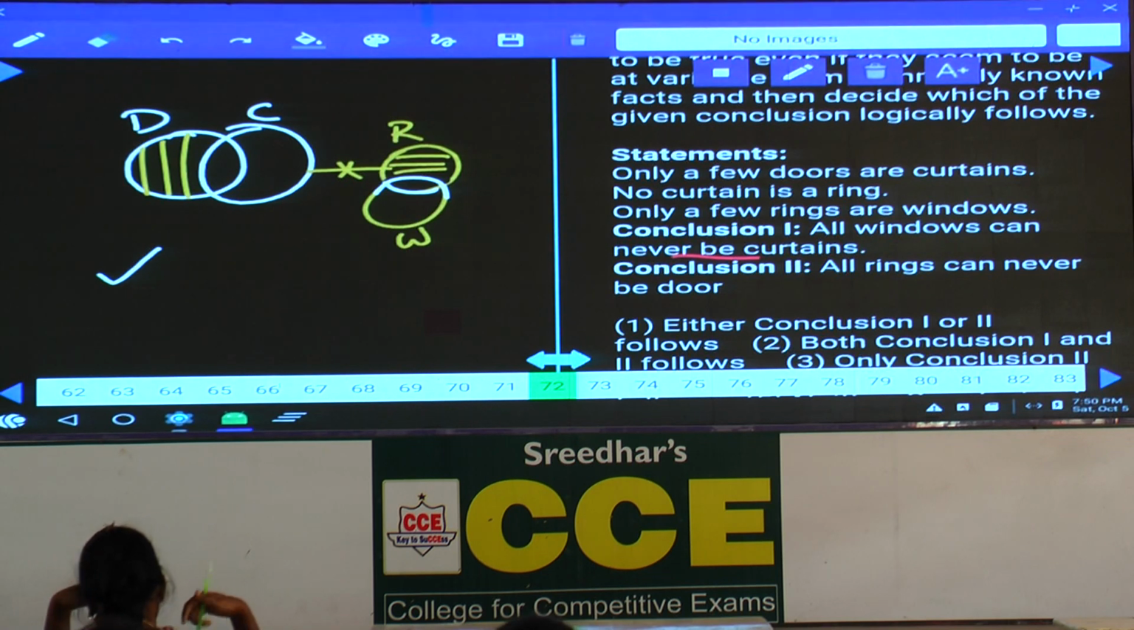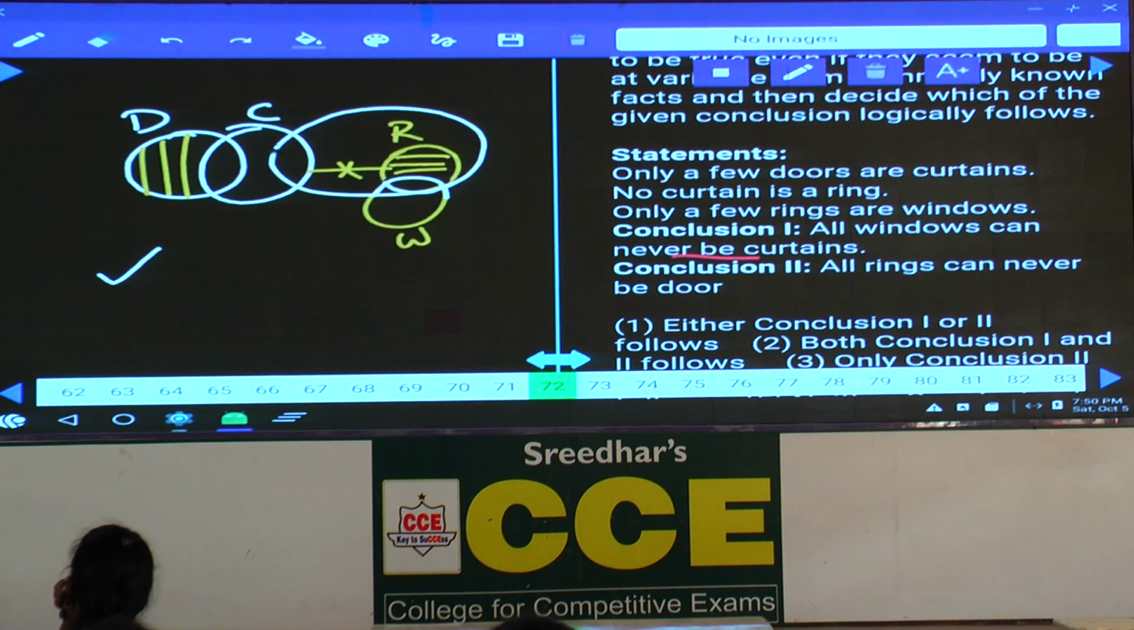Second: all rings can never be doors. Now I need to check whether all rings are doors or not. Can all rings be doors? If I write all rings are doors like this, tell me, is it possible to write down doors like this or not? All rings are doors. Then what are the statements we have? Only few doors are curtains. That is valid. No curtain is a ring. That is also valid here.